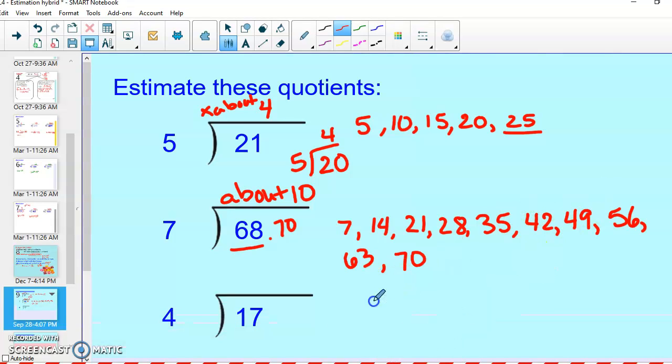Okay, and here's another one. Here we have 17 divided by 4. And so once again, I need to think of a compatible number. 4 times what gives me really close to 17? And here I know that 4 times 4 equals 16, because I know my doubles, and that 4 times 5 equals 20. Now 16 is closer, so I would say that this is about 4.